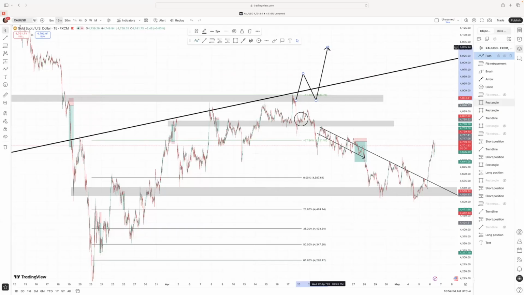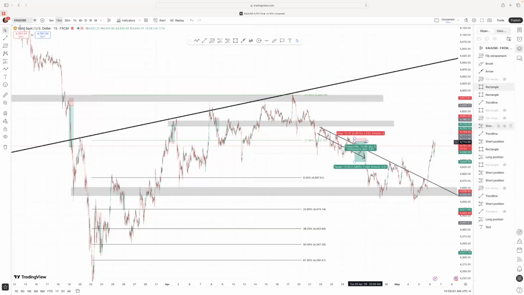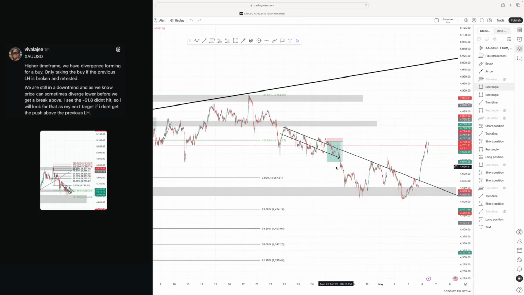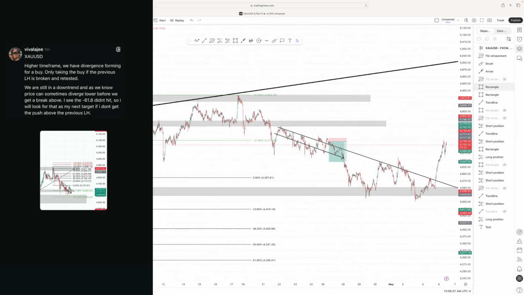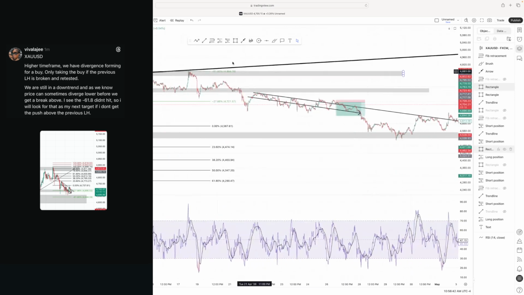Okay. Now I didn't get the push above, we got the push below. So the push below confirmed that we were changing direction and we were going into a sell, right? So when price was forming here, I posted on Threads. Price was giving me divergence on the indicator. And as you guys know, even though you see the divergence, that doesn't mean that you take the buy. You want to wait for it to break and retest above.